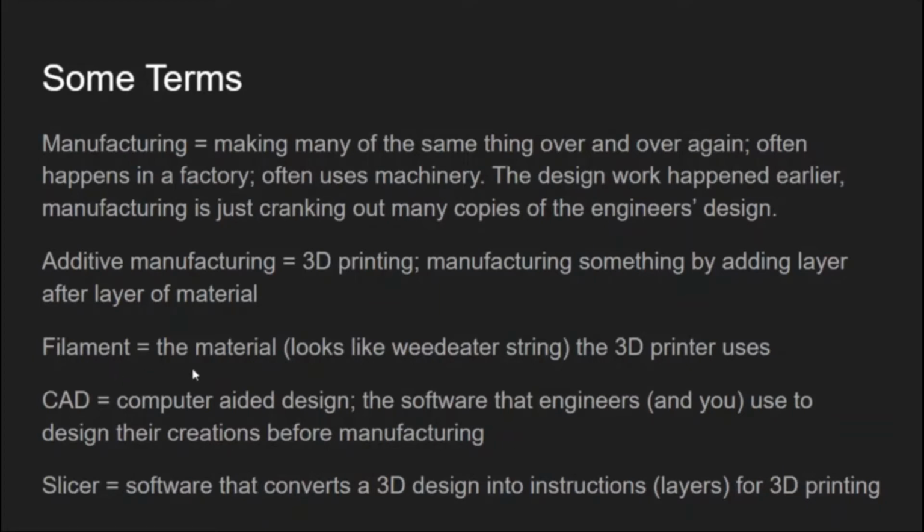Filament is that stream that the 3D printer melts and spits out. You've seen I've got different colors of it, but that's all it is. It looks like weed eater string. That's called filament.